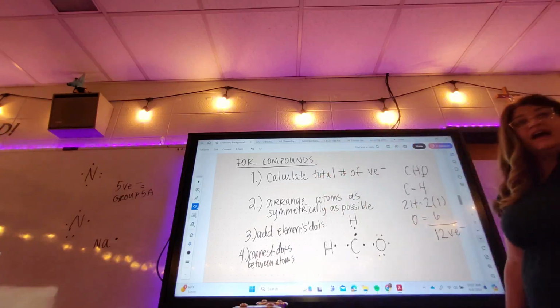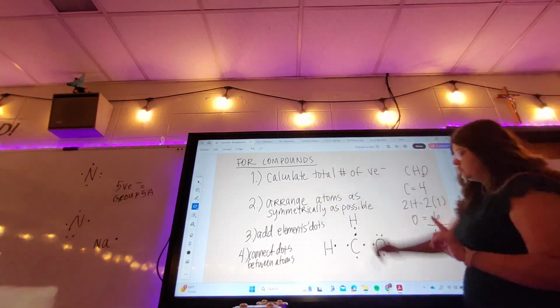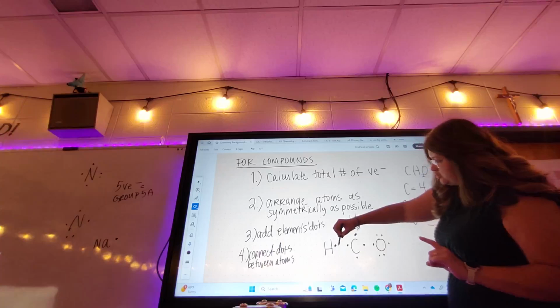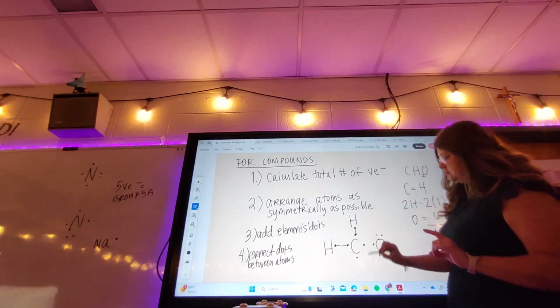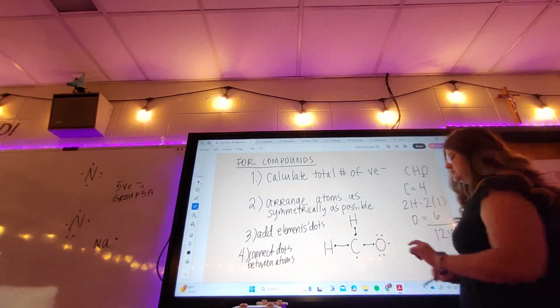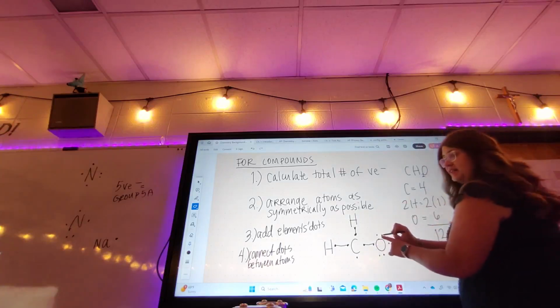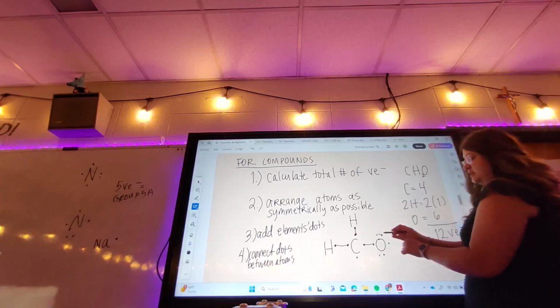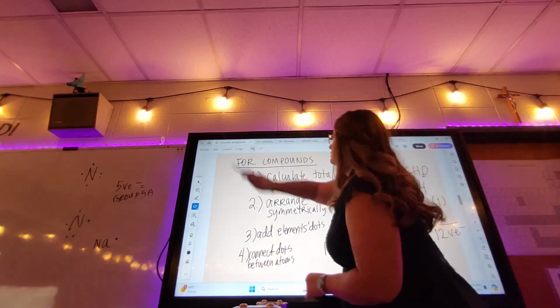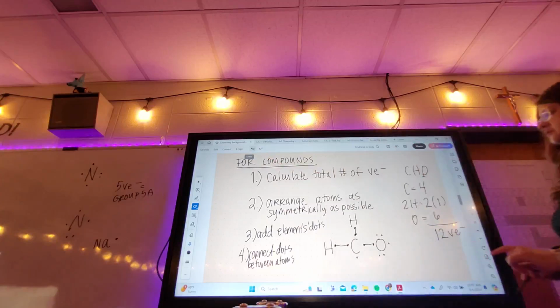Every one of the lines represents one bond. So here are 2 dots between atoms, 2 dots between atoms, 2 dots between atoms. Here are 2 dots, but they are not between atoms, so I'm not going to put a line here. That does not make sense. Don't do that. The instructions say to connect the dots between atoms.